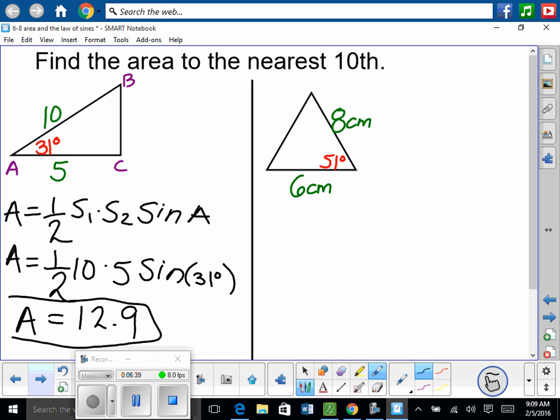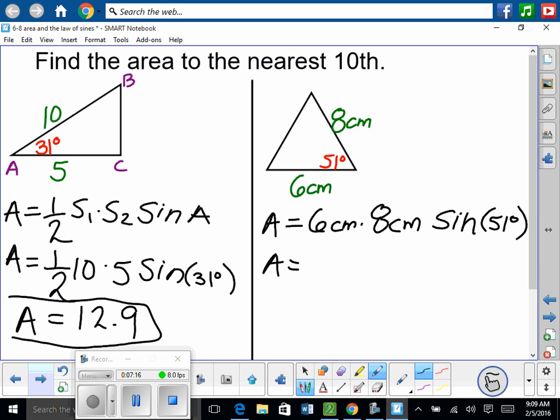This is a formula you'll have to have memorized for the test. It's not that hard though, but yeah, it's going to take a little bit of memorization. Questions on how to do that? Wasn't it pretty easy? Okay, so with this one, we'll find the area. So we have side 1, which is 6 centimeters, times side 2, which is 8 centimeters, and then sine of the angle in between, so sine of 51 degrees. So I type it in, 8 times 6 times sine of 51, and you get 18.7.